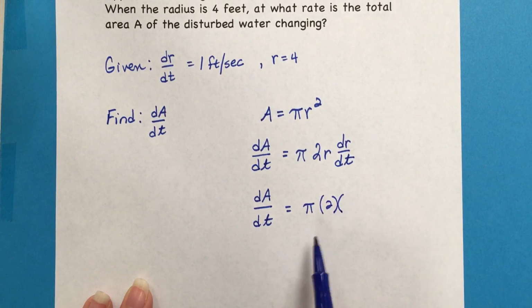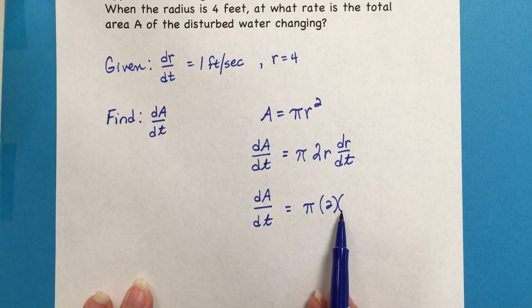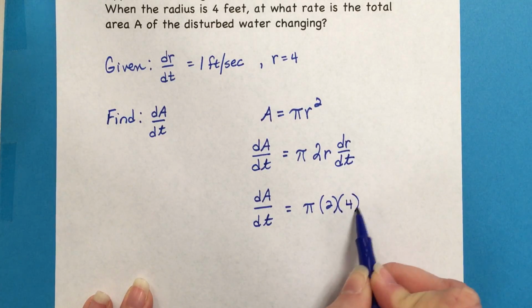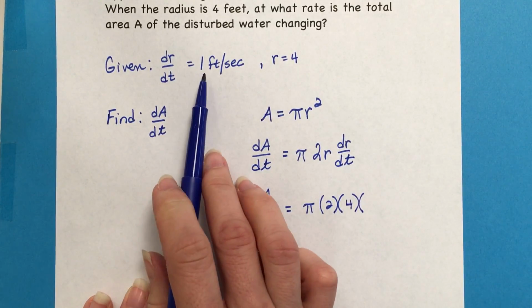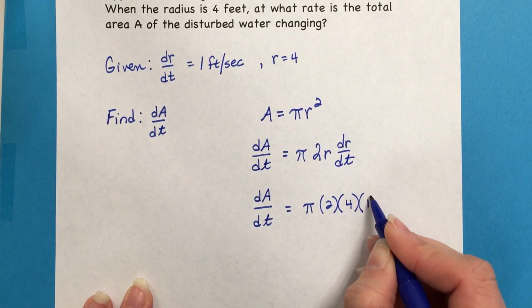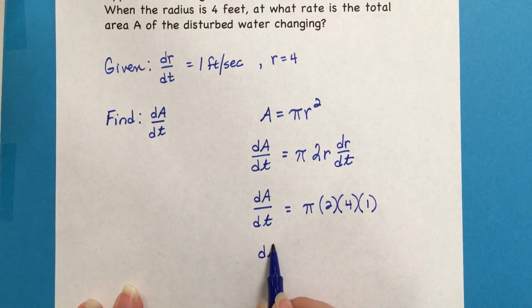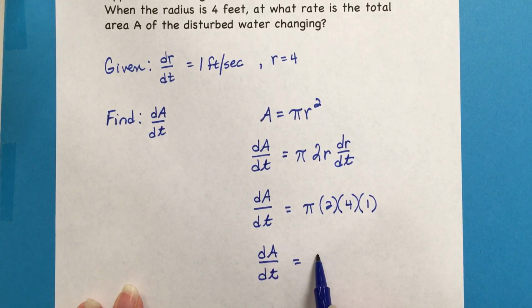Okay, so we want this rate of change specifically when your radius reaches 4. And the radius is changing at a rate of 1 foot per second. Now we'll worry about putting the units on our answer in just a minute, so just substitute in your 1. So dA/dt, as far as an exact answer, you just have to say 8 pi.